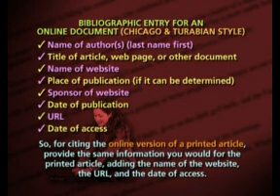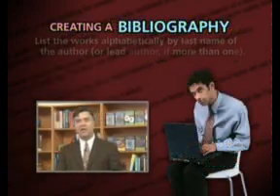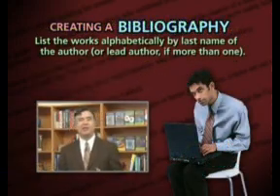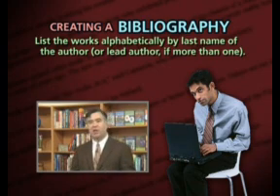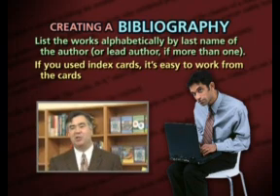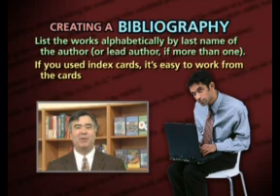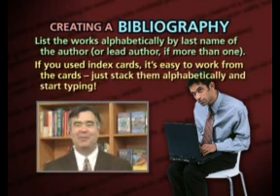If you're citing the online version of a printed article, you provide the same information you would for the printed article, but the name of the website, the URL, and the date of access should also be added. Now, to create your bibliography, you're going to list the works alphabetically by the last name of the author, or the last name of the lead author if there's more than one author. If you used index cards to keep track of your bibliographic information while doing your research, it'll be easy to create the bibliography by just working from the cards. Just stack them alphabetically and start typing.